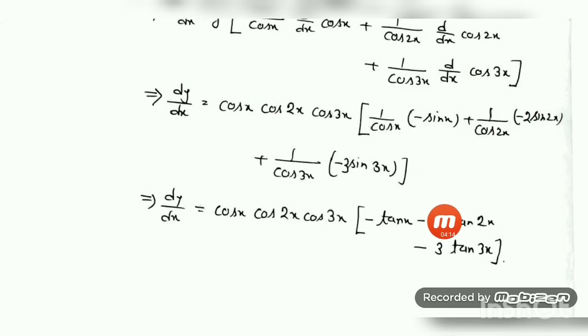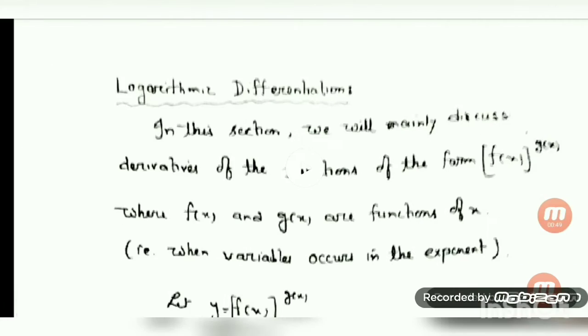This is again plus minus minus. 2 is constant, so I'm writing 2. Sin twice x by cos twice x is tan twice x. Similarly here also it is minus 3. Sin thrice x by cos thrice x is what? tan thrice x. And this is your answer. Right? Hope you understand it.